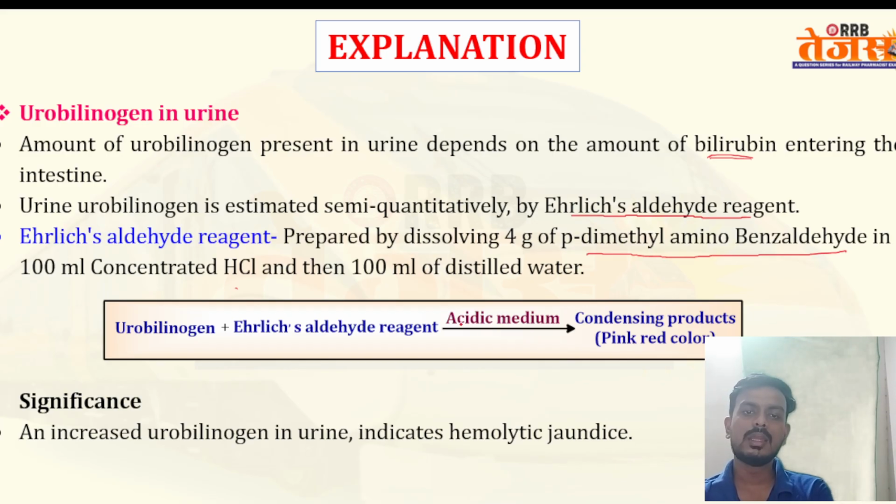As we are dissolving in HCl, this reaction is carried out in acidic medium, with the formation of a pink to red color. The significance is that increased urobilinogen in urine indicates hemolytic jaundice. What does it basically indicate? Hemolytic jaundice.